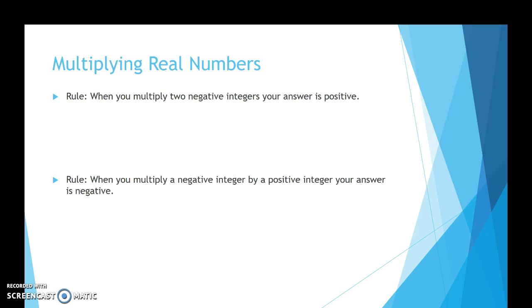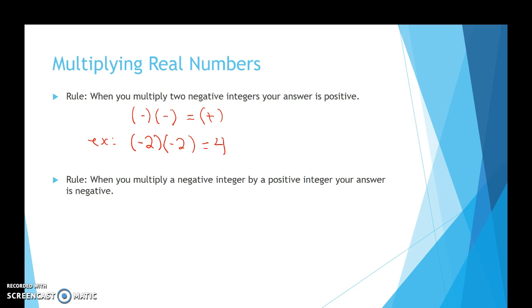For instance, if you take a negative number and multiply it by a negative number, you're going to get a positive answer. An example of this could be -2 times -2. Negative times negative is going to give me a +4.